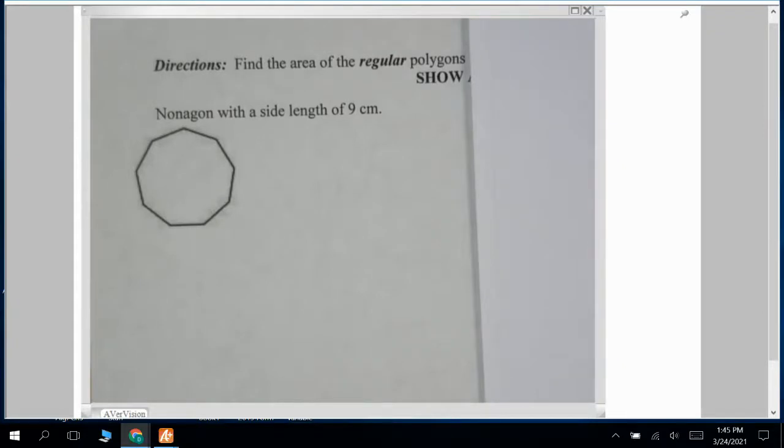If you look at what's in front of me here, you'll see that I have directions to find the area of the regular polygons on the page. And the first one that's shown here is a nonagon with a side length of 9 centimeters.